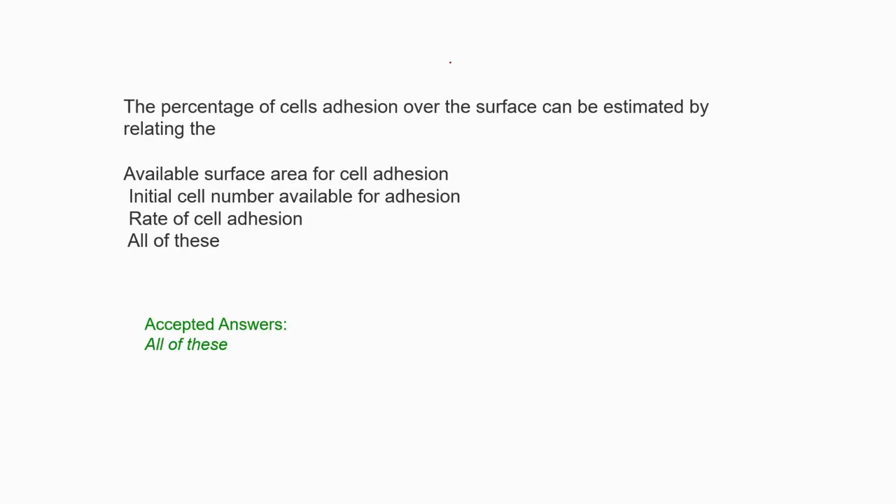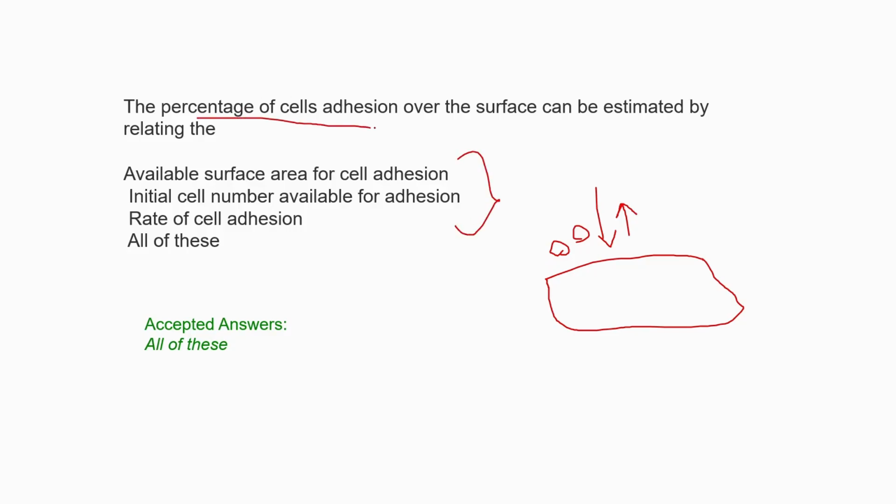So here the correct answer would be all of these. If we know the available surface area for cell adhesion, the initial number of cells available for adhesion, and the rate at which they are adhering or attaching, all these three pieces of information can give us an estimate of the percentage of cell adhesion over any surface.